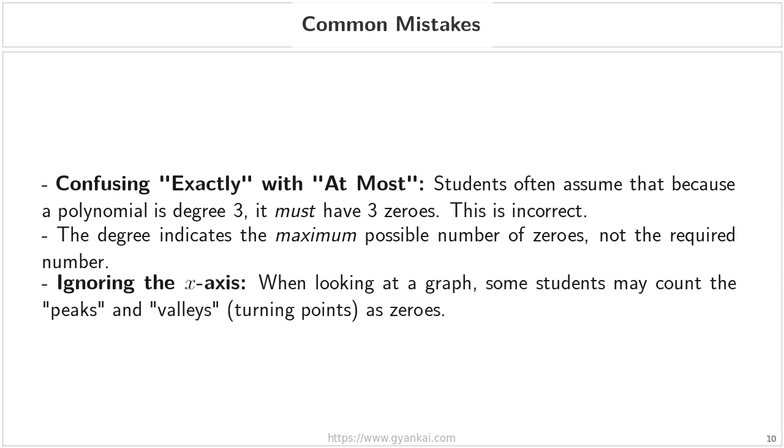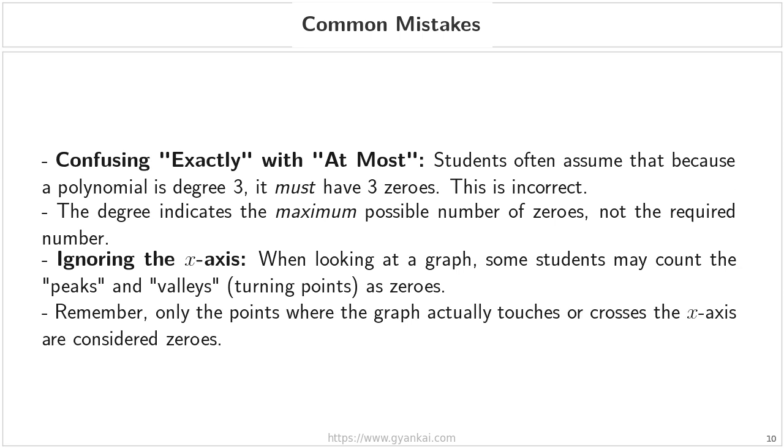Second, be very careful when interpreting graphs. A common mistake is to look at the peaks and valleys, what we call the turning points, and mistakenly count them as zeros. While these points are important for the shape of the curve, they are not zeros unless they happen to lie directly on the horizontal axis. Always keep your eyes focused on the x-axis. As we have emphasized throughout this session, only the specific points where the graph actually touches or crosses the x-axis are considered zeros.